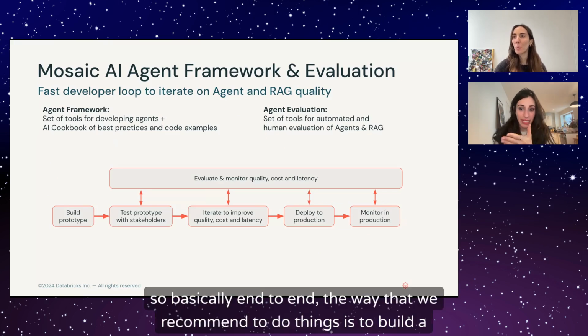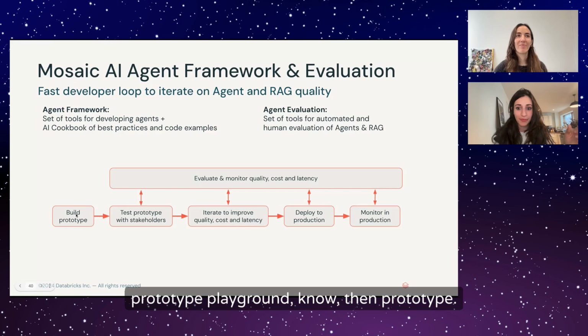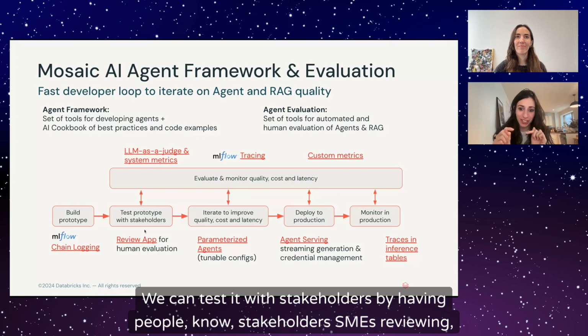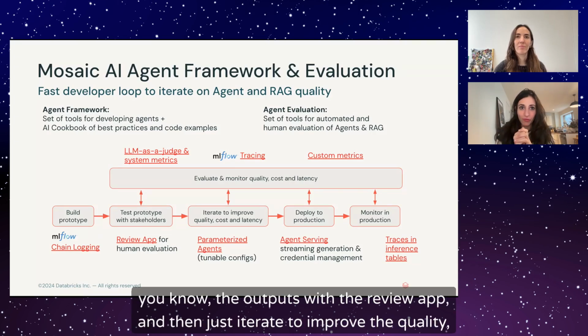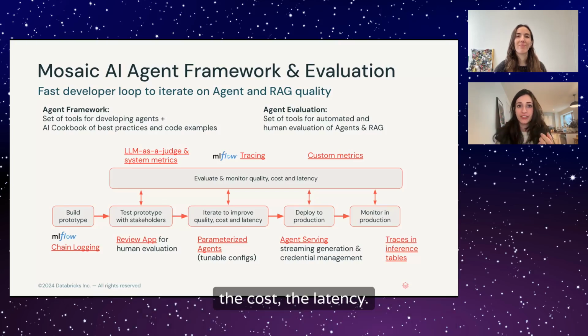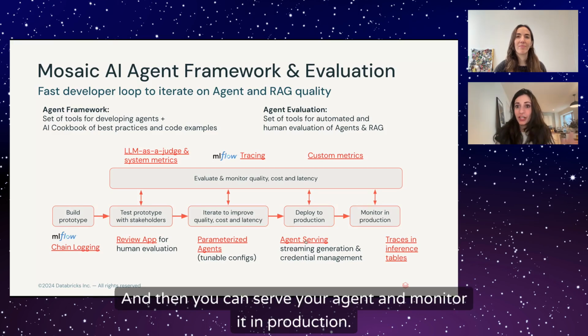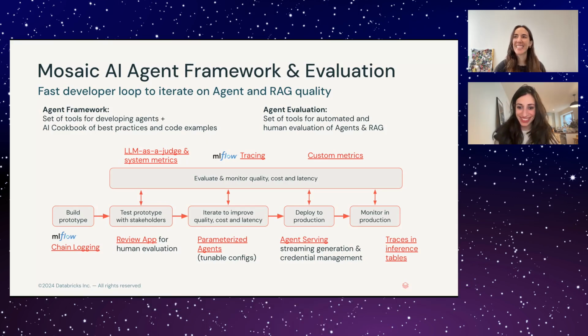And so basically, end-to-end, the way that we recommend to do things is to build a prototype in the playground. We can test it with stakeholders, having SMEs review the outputs with the review app, and then just iterate to improve the quality, the cost, the latency. You have a lot of configurations that can be tuned, and then you can serve your agent and monitor it in production. That's it. Amazing.